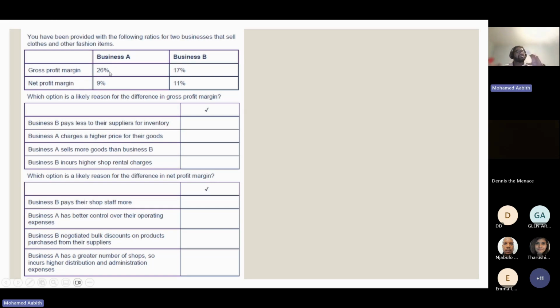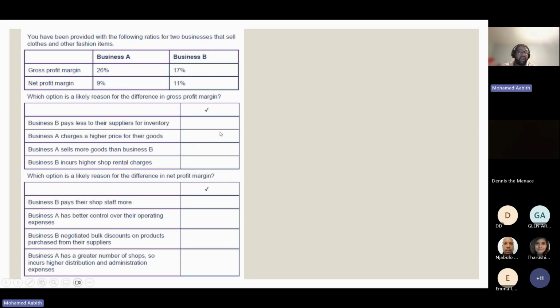Percentage is how big of a profit you're getting from there. So the answer B is incorrect. Business B incurs higher shop rental charges, but the shop rental charges will not affect your gross profit margin, because these are additional costs on top of your cost of sales. So therefore, this could be considered the reason why the gross profit margin is going to be different.